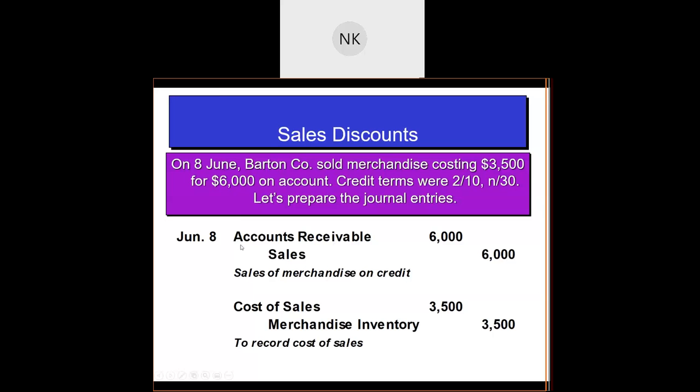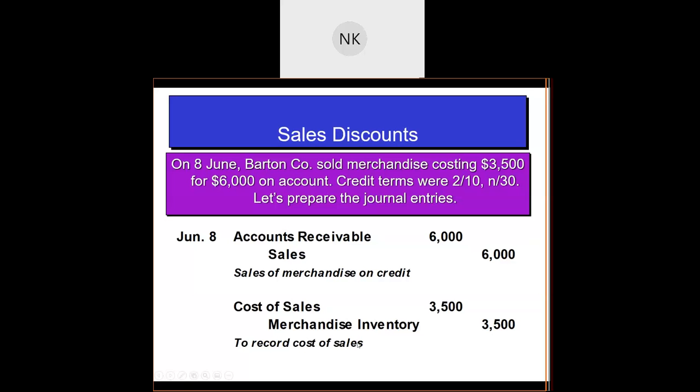So the sales, like we already did just now, you look at the sales amount, it's 6,000. So accounts receivable 6,000, sales 6,000. And the cost of sales is the value of the inventory cost in the stock. So we say that okay, the 3,500 stock has been taken out to sell. So we debit cost of sales and credit merchandise inventory.